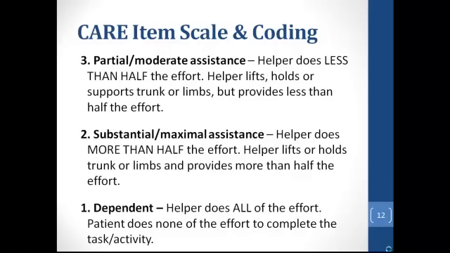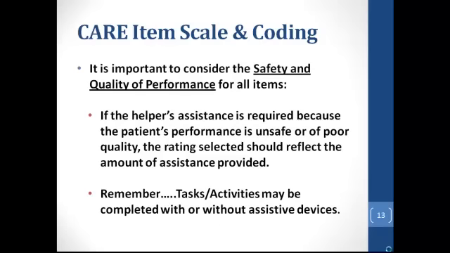Now, you might be asking, well, what do I do when the assistance I provide is exactly 50%? If you feel that way, then use your clinical judgment. You might also think about other aspects of the task. In other words, are you providing cues, prompts, steadying? Other types of assistance should be factored in. It's not just about the physical assistance levels. It's also important to consider the safety and quality of performance for all the items. In other words, if the helper's assistance is required because the patient's performance is unsafe or of poor quality, the rating selected should reflect the amount of assistance provided.